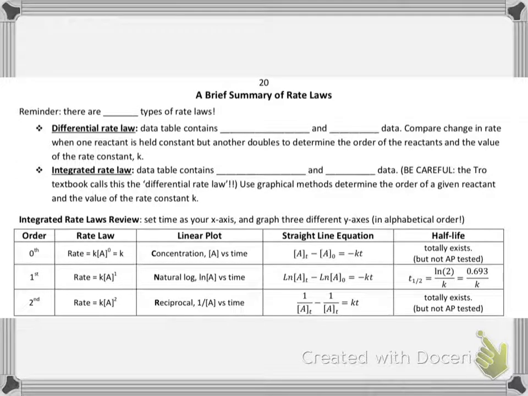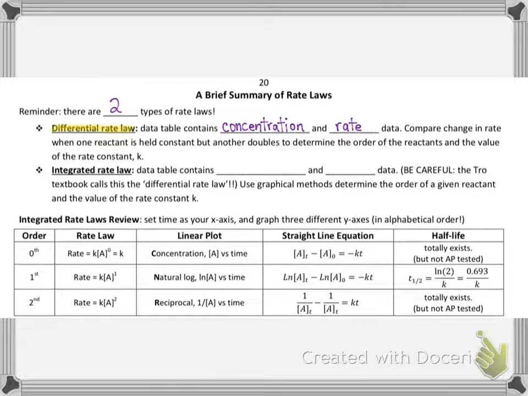Let's talk about half-life in all of its glory. First, just a quick reminder that there are two different types of rate laws we can use to determine the order with respect to a given reactant. The differential rate law is the one where you have a data table that's going to contain information about the concentration and the rate. And then you just compare the multiple trials when you look at one reactant held constant and you're changing another and you see what it does to the rate.